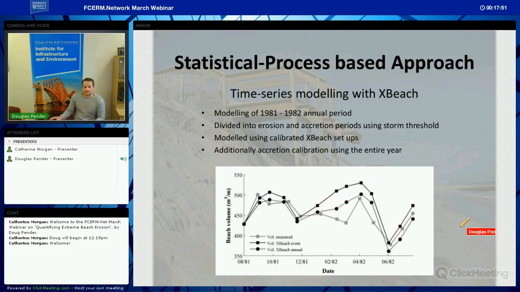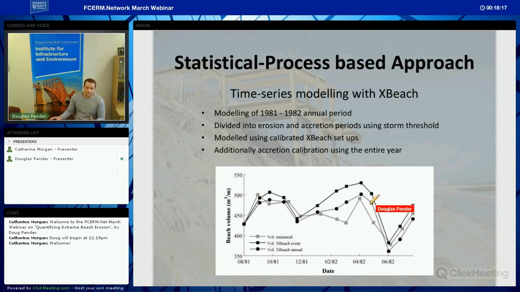The solid black line is set up using the previously calibrated accretion model that I just showed you. So you can see it's not bad actually, even the solid black line, but it does overestimate the volume and overestimates the rate of recovery. One of the reasons for that is it's just shifting between a fully eroded and a fully recovered state. It doesn't account for anything in between.